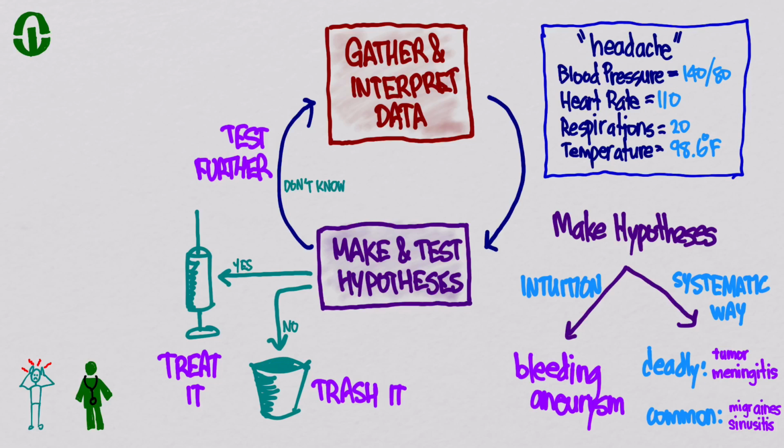And given this information that we have here, that the patient has a headache and these vital signs, can we say with confidence that this person does not have a bleeding aneurysm? No, you can't say that. I can't say that. Can you say that they do have a bleeding aneurysm? No, I can't say that either. I just don't know. I need more information. And I would say the same thing for tumor, meningitis, migraines, and sinusitis.